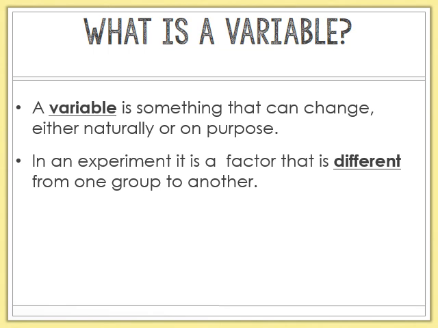Okay, so what is a variable? That's something that you're going to change. And in an experiment, it's a factor that's different from one group to another. So going back to my scenario of changing my daughter's room around to try to help her sleep, I had three variables. That is a huge no-no.